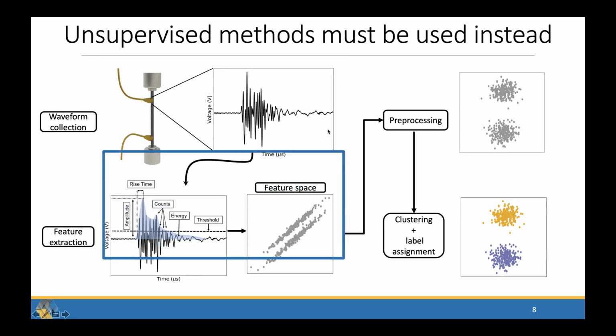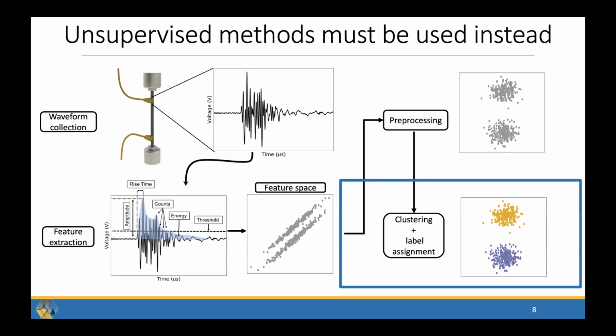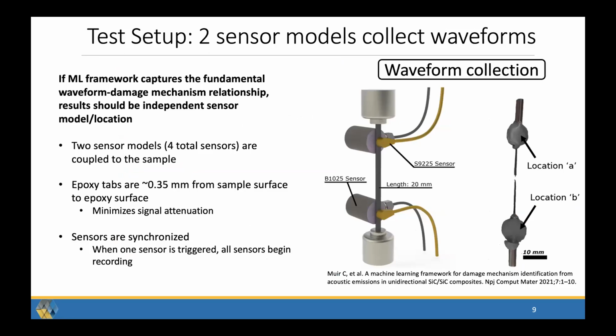So, okay, we ran experiments to start to get our acoustic emission data. What we did was we actually put 2 specimens at different locations on the 2 specimen models, so 4 sensors total, and coupled them to the sample, because if our framework is working well, it should be both sensor independent and location independent. So that lets us probe this.